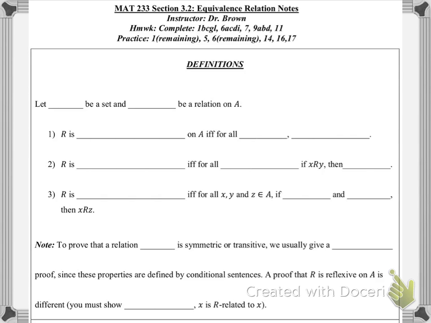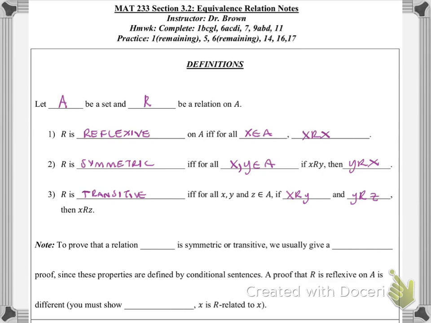So first, some definitions. Let A be a set and R be a relation on A. R is reflexive on A if and only if for all X belonging to A, X relates X. R is symmetric if and only if for all X, Y belonging to A, if X relates Y, then Y relates X. And then R is transitive if and only if for all X, Y, and Z in A, if X relates Y and Y relates Z, then X relates Z.